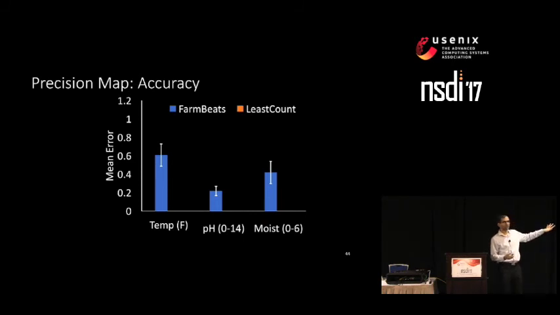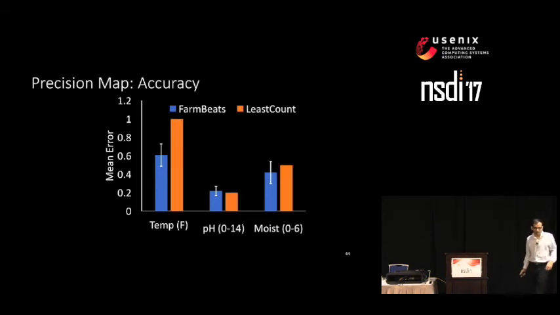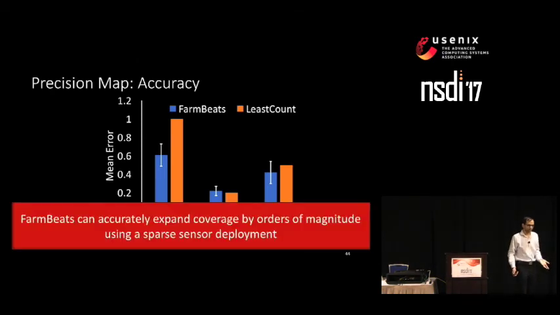If you look at the temperature error, for example, it's just 0.6 Fahrenheit, which is nothing. And to give you a perspective, I'm going to also plot the least count of our sensors. That is the granularity at which our sensors can measure the value. For example, my temperature sensor has the least count of 1. And what that means is that my temperature sensor can either measure 45 Fahrenheit or 46 Fahrenheit and nothing in between. So what you can see is that our predictions are doing comparable with the least count of the sensors. And what this means is that our predictions are as accurate as measuring with the sensor values themselves. So FarmBeats can accurately expand the coverage by using a sparse deployment of sensors and using a drone.